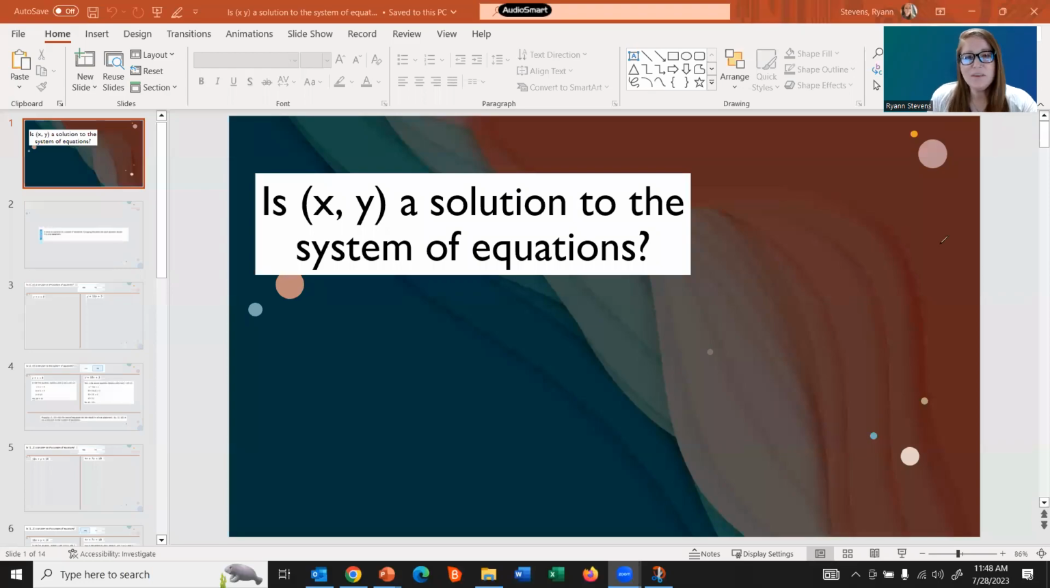Hello, we are going to be talking about: is (x, y) a solution to the system of equations? In these example problems, we're going to be given an ordered pair and asked, is this ordered pair a solution to the system of equations? We have to figure out if yes, it is, or no, it's not.